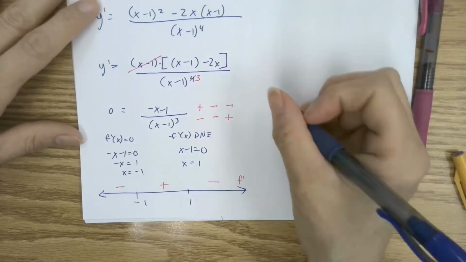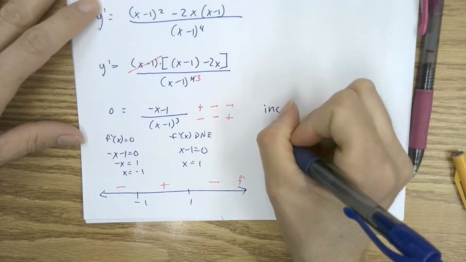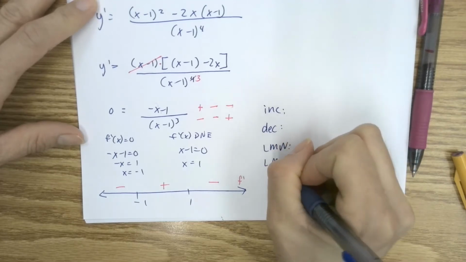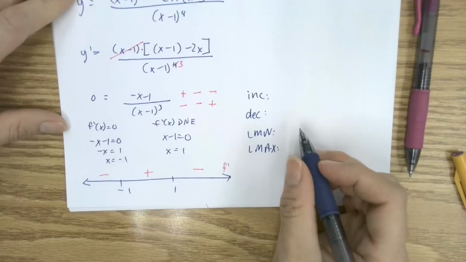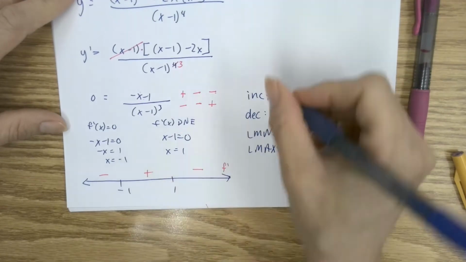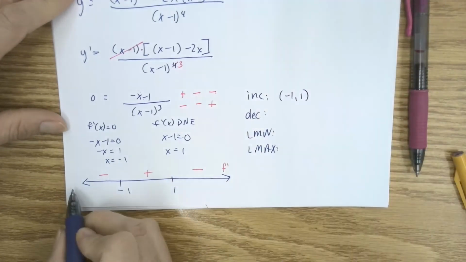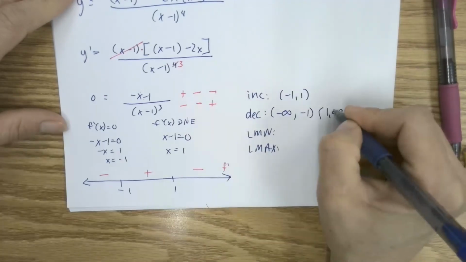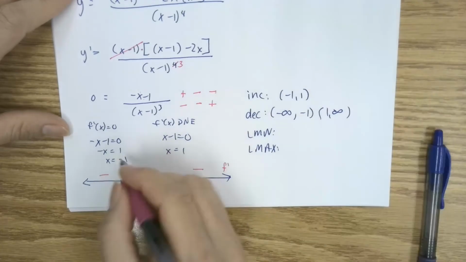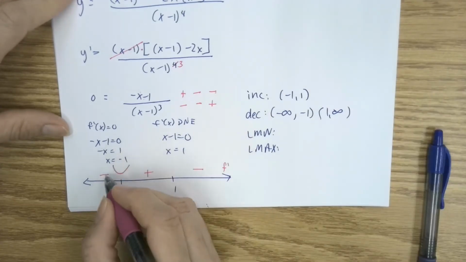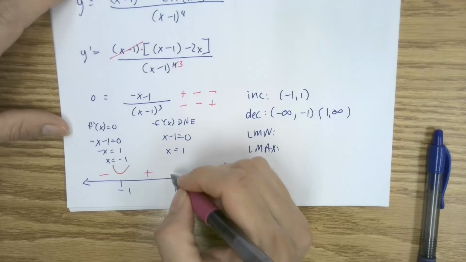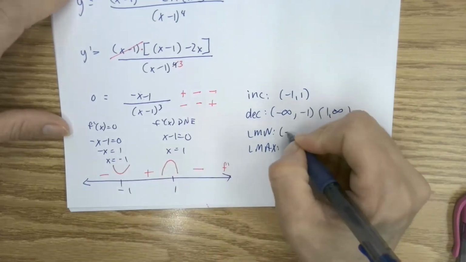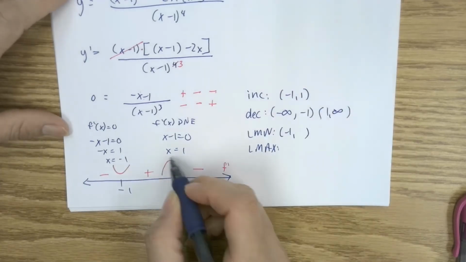Okay, so let's identify our increasing interval, our decreasing interval, and then any local mins and any local maxes that we might have. So this is increasing when my first derivative is positive, so from negative 1 to 1. It is decreasing from negative infinity to negative 1 and from 1 out to infinity. This function at negative 1 is decreasing and then increasing, so that is going to be a minimum. And at 1, it's increasing, then decreasing, that is going to be a max. So my minimum is at negative 1. I'll plug that in just a second. My maximum is at 1.